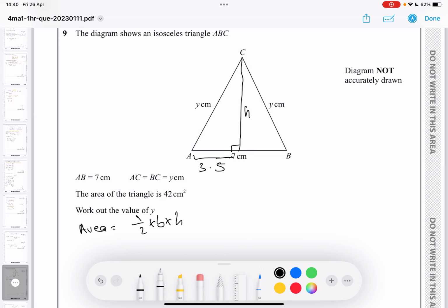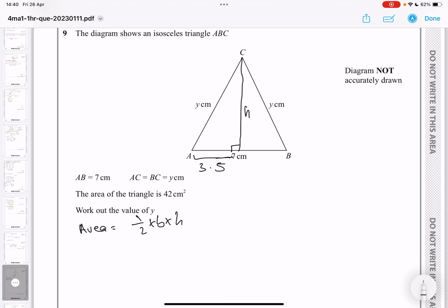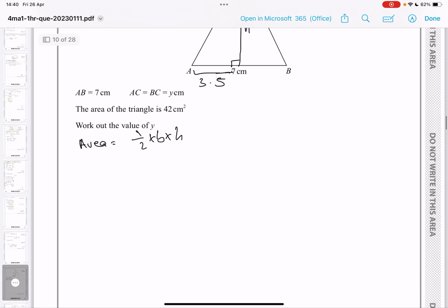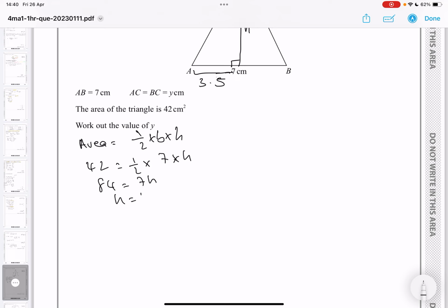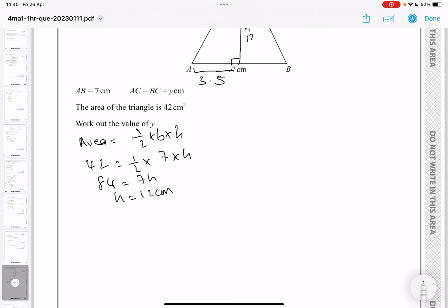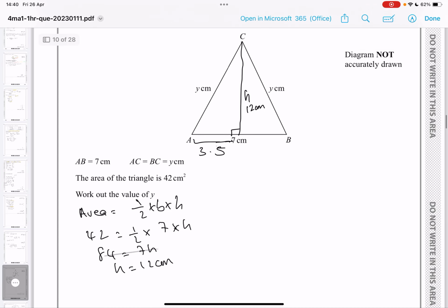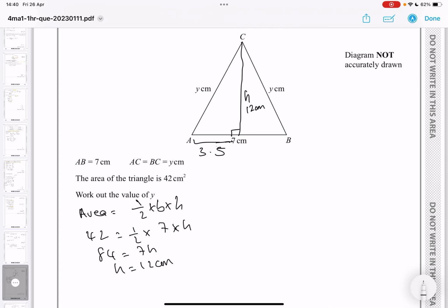And so we can work out y using Pythagoras theorem. So let's do it. So the area is 42, half times base, which is 7, times height. So 84 equals 7h, and h equals 12 centimeters. So the height is 12 centimeters. So now we can just use Pythagoras theorem to work out y.